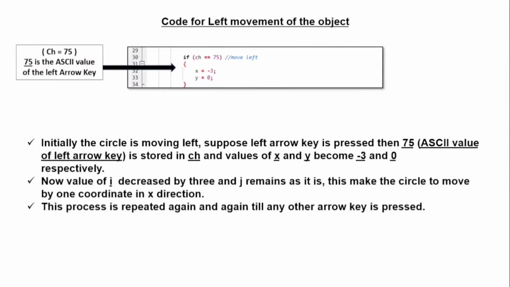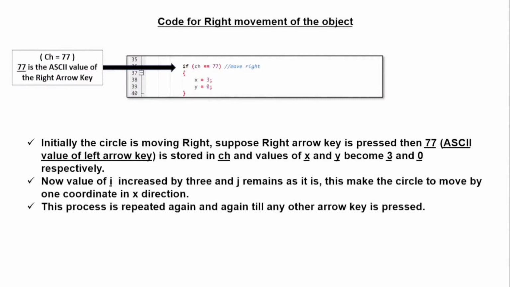Initially, the circle is moving left. Suppose the left arrow key is pressed, then 75, the ASCII value of the left arrow, is stored in ch, and the values of x and y become -3 and 0 respectively. Now the value of i decreases by 3 and j remains as it is. This makes the circle move by one coordinate in the x direction. This process is repeated again and again till any other arrow key is pressed.